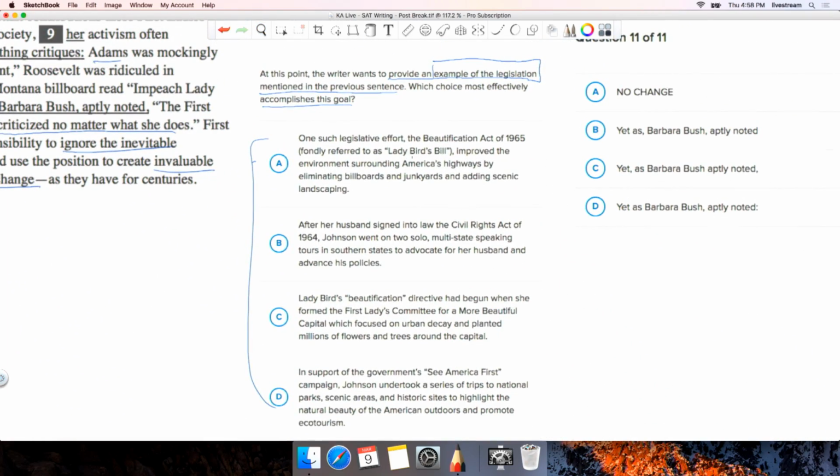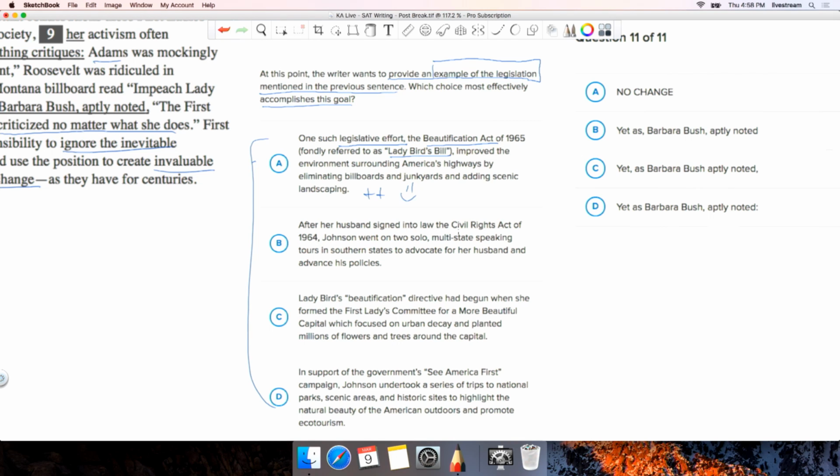So one such legislative effort, the Beautification Act of 1965, improved the environment surrounding America's highways by eliminating billboards and junkyards and adding scenic landscaping. Well, I've got legislative effort there, and I've got an act and I've got a bill. So anytime you see an answer choice that matches a lot of the language in the passage, that's generally a good sign. So I'm feeling good here. Let's take a look, though, at the other ones.